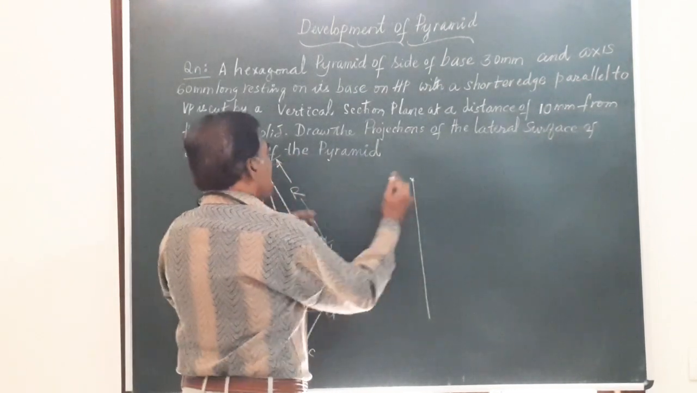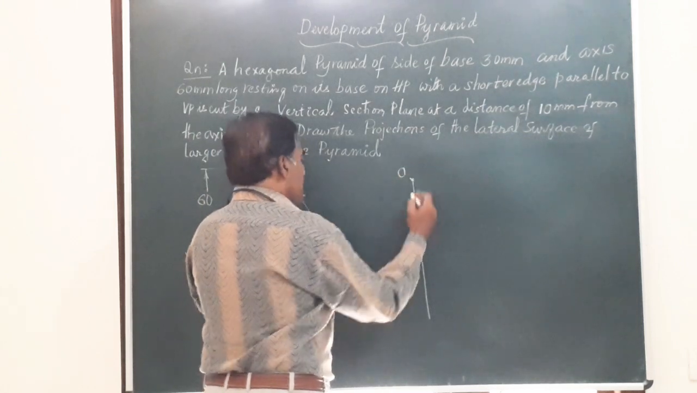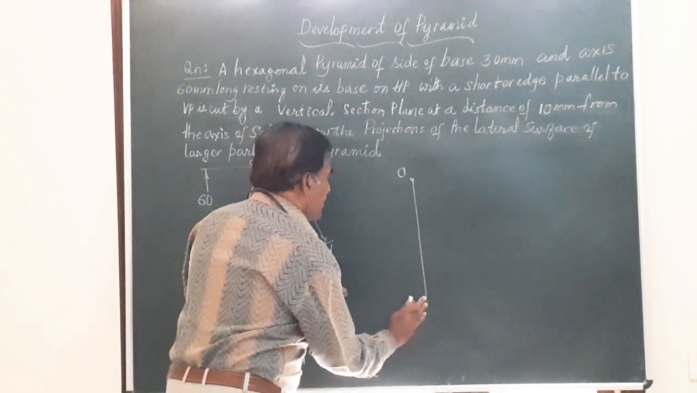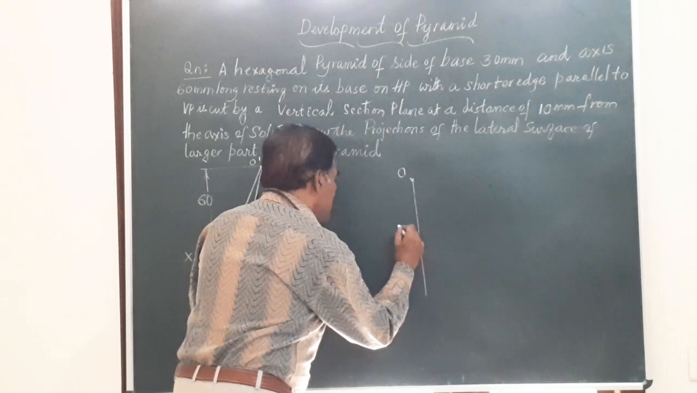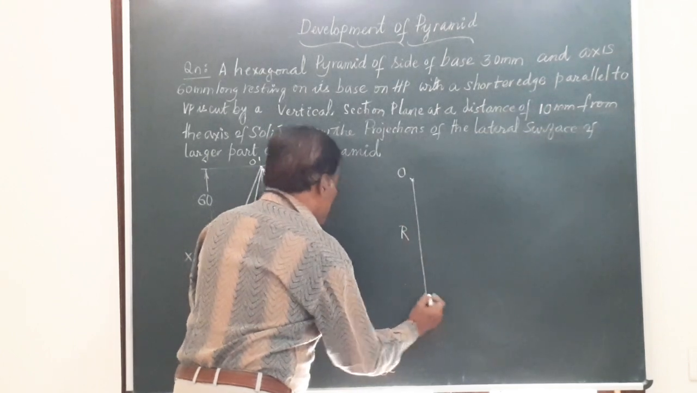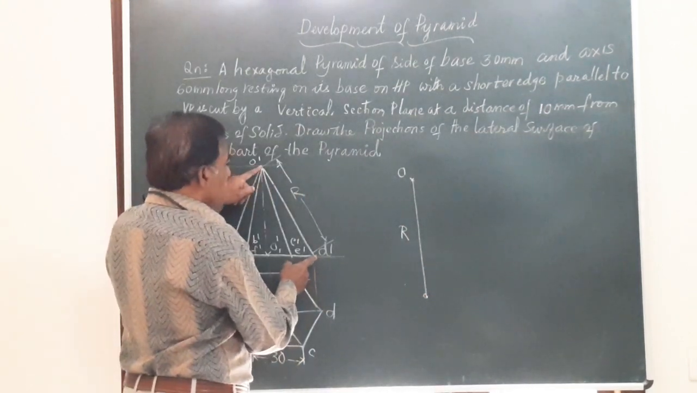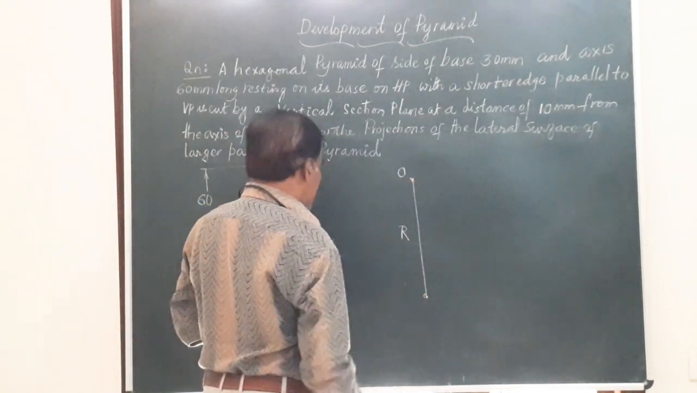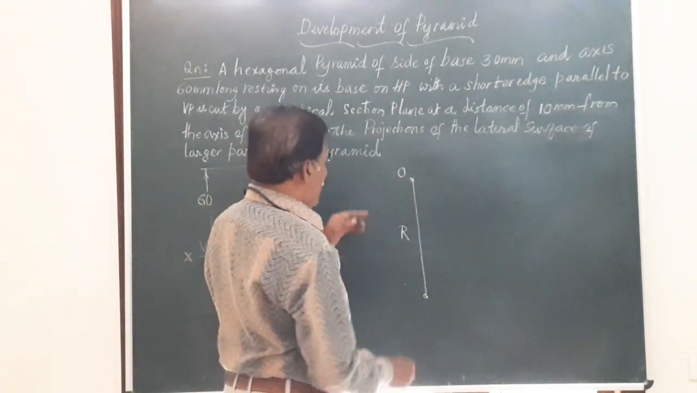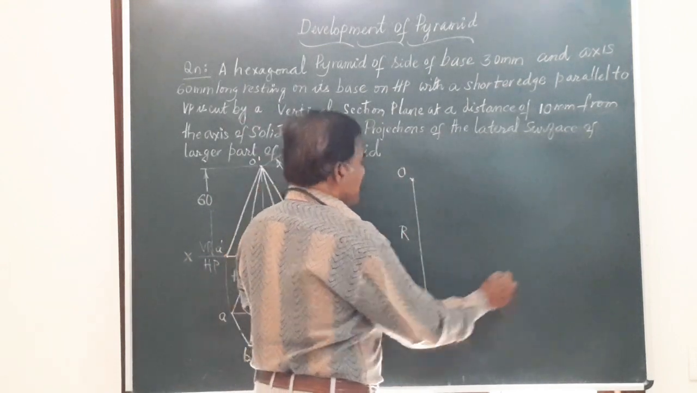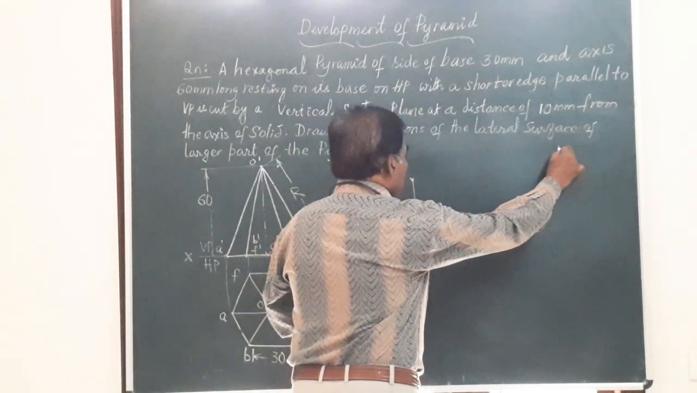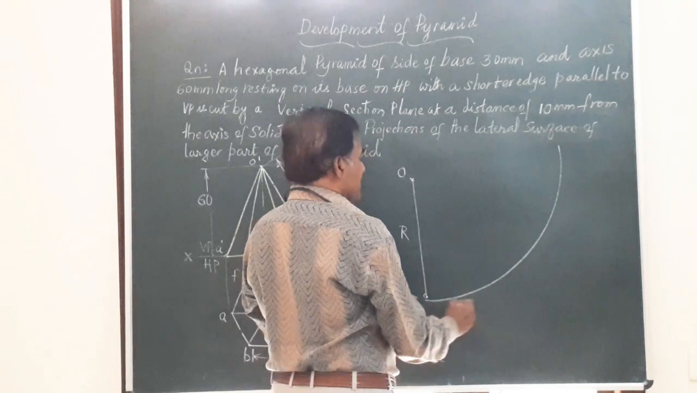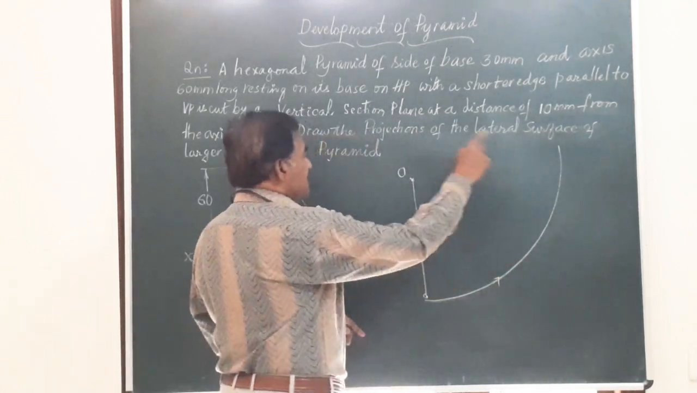So I am going to mark this O here and take a distance R. This distance is equal to R. So I take this distance R, the true length, and just mark a vertical line here, and then with center O and radius equal to this distance, I am going to draw an arc of a circle. I just draw a mark like this.